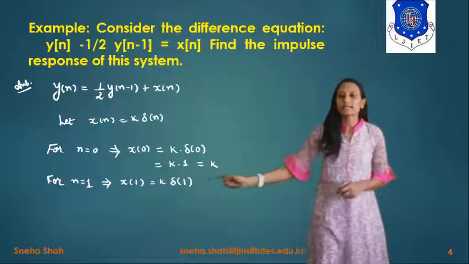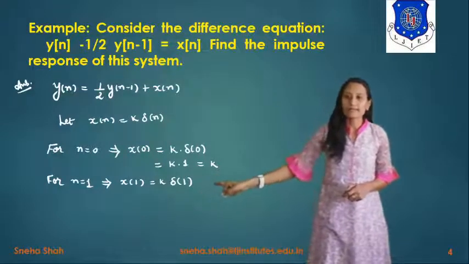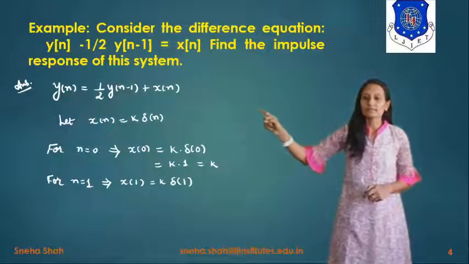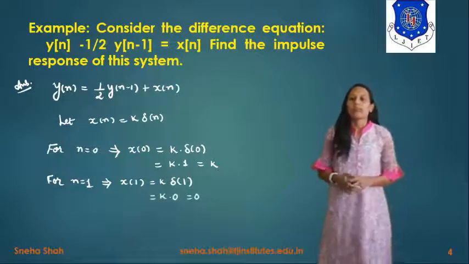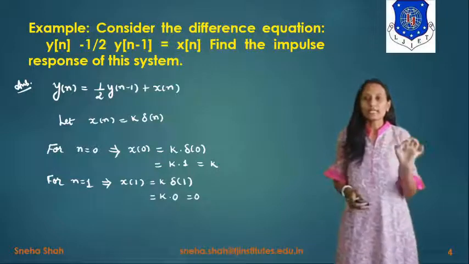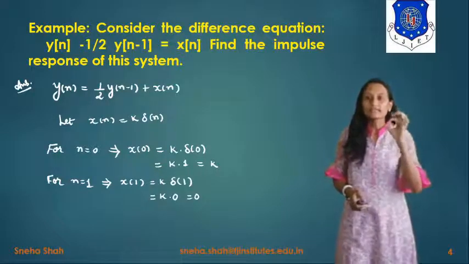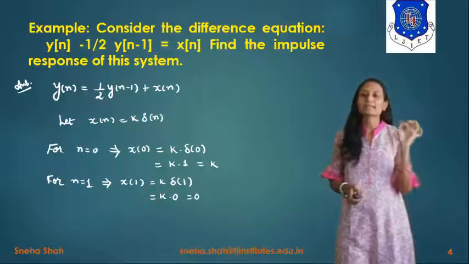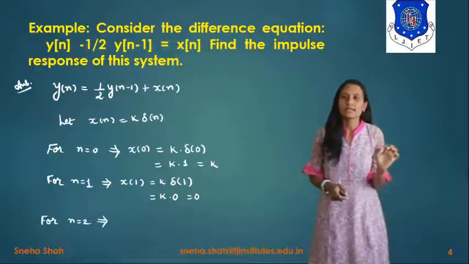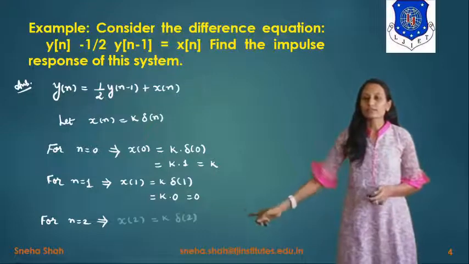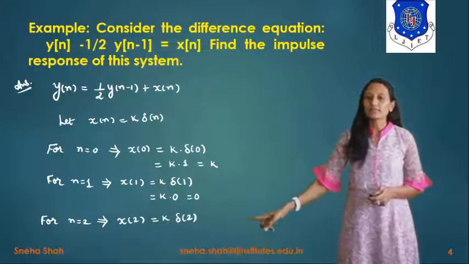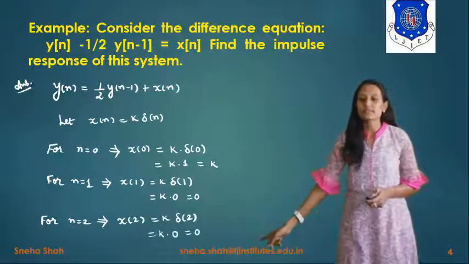Now if we take the value of n equals 1, then this will become x of 1 is equal to k into del of 1. Now as you know, at n equals 1, the value of the unit impulse signal equals 0. So k into 0, its value will be 0. Similarly, for n equals 2, x of 2 equals k into del of 2. Del of 2 is also 0, so k into 0 means 0.